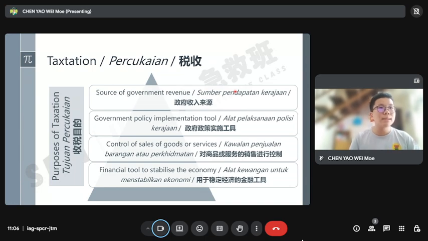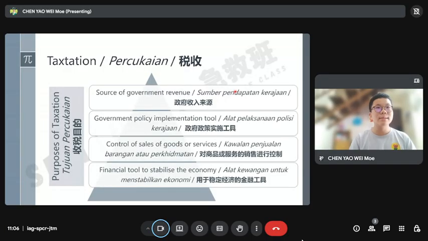Also, taxation is control of sales of goods or services. We want to control everything, to make sure all the goods and services can keep going in a safe way, in a smooth way, so that transactions do not happen too often. And also as a financial tool to stabilize the economy. That is the best explanation of the purpose of taxation.